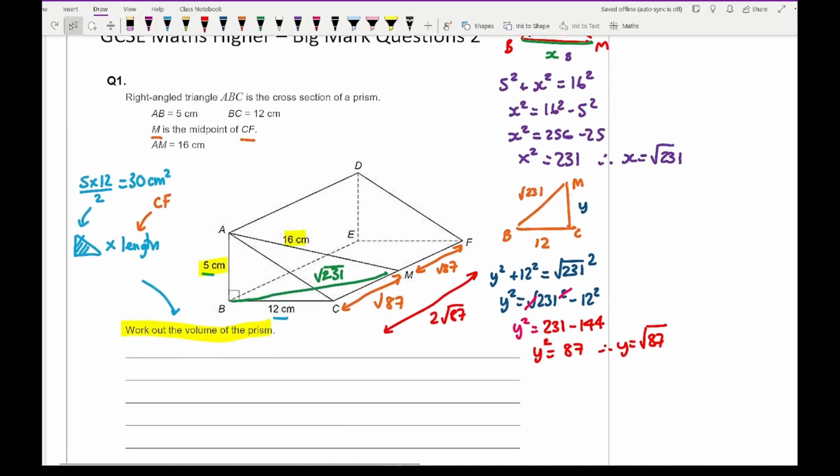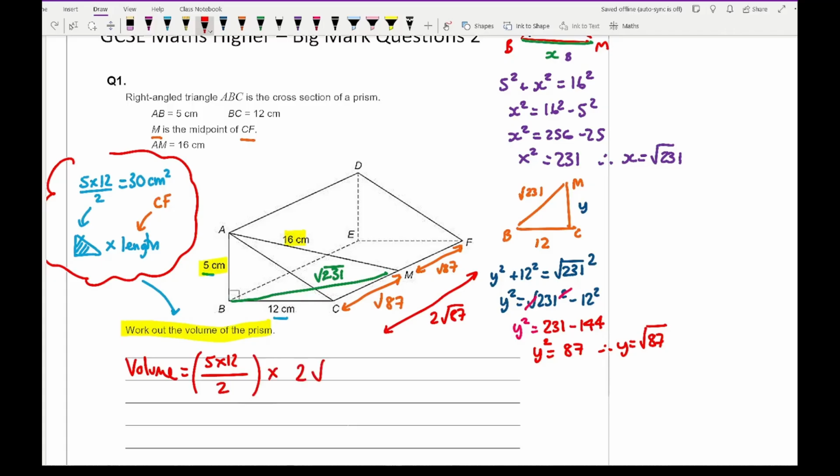So from this, what I can then do, going back to this here, is that the volume equals 5 times 12 over 2 multiplied by 2 lots of root 87. So this then becomes 30 times 2 root 87. So in exact form, it's going to be 60 root 87 centimetres cubed.